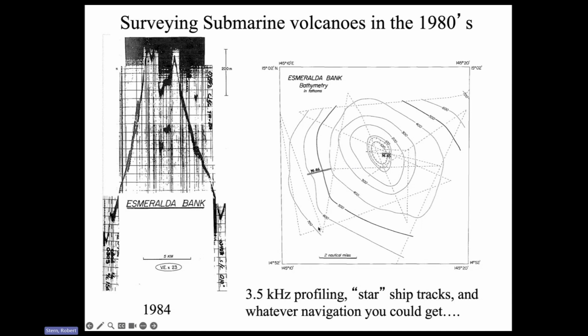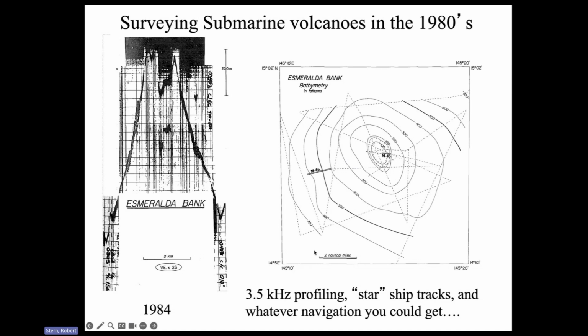So 700, 600, 500, 400, 300, 200. Somewhere it's about 100 fathoms, right? That's about 600 feet below sea level. And then in the center, you can see there's a little caldera. That's 2 nautical miles, so that caldera is like a mile and a half this way and a mile this way. And the dashed lines are showing you the ship track.